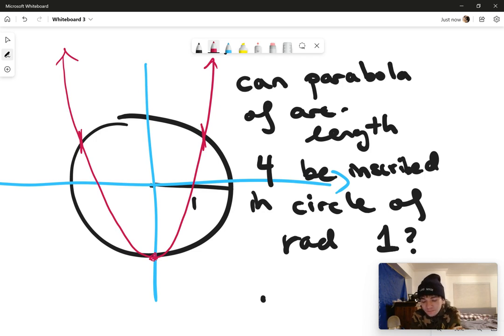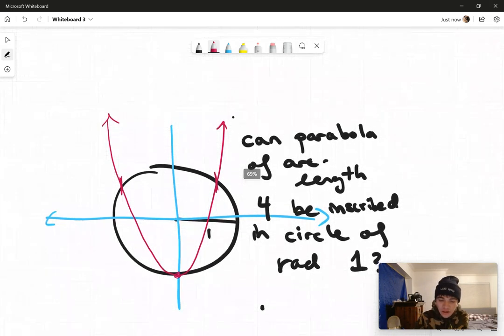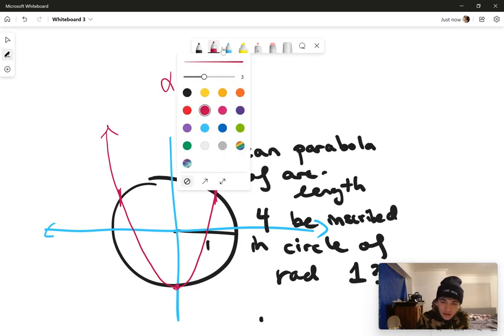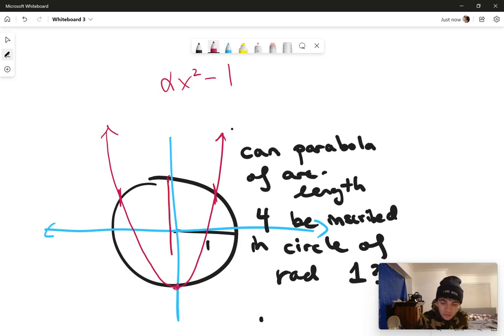Now, thinking about this problem, let's say we have a parabola of alpha x squared minus 1. If we start increasing this alpha and making it super large, then we're going to asymptotically approach something that looks like this. The parabola inscribed within the circle is essentially going to be 2 diameters of this circle, and the circle has a diameter of 2. So we would expect that the arc length of this parabola should be approaching 4.